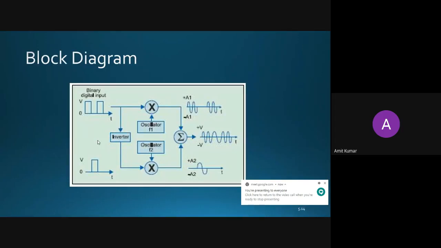We will take one binary data and we will put the data on an inverter. What the inverter will do is invert your data. So if it is 0, it will be replaced by 1. If it is 1, it will be replaced by 0. Once it is done, it will then be multiplied with some oscillator frequency.